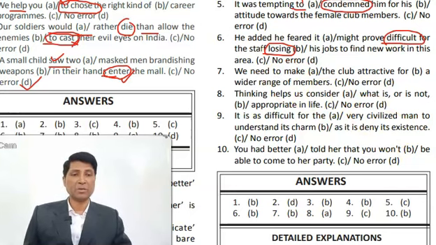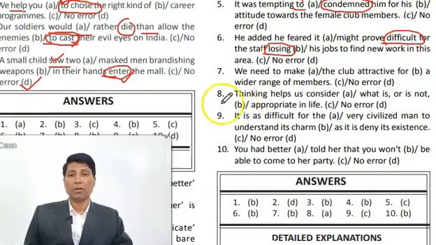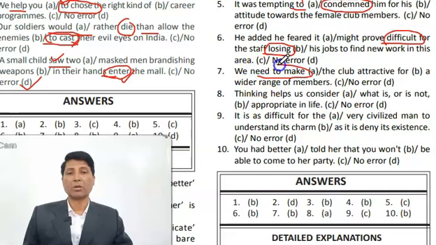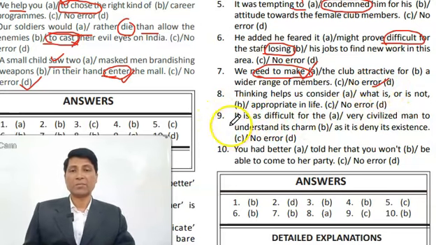Moving on to question number 7. We need to make the club attractive for a wider range of members. We need to make, it's correct. Need is followed by the full infinitive and it has been used here. There is no other infinitive, hence there is no problem in this sentence.